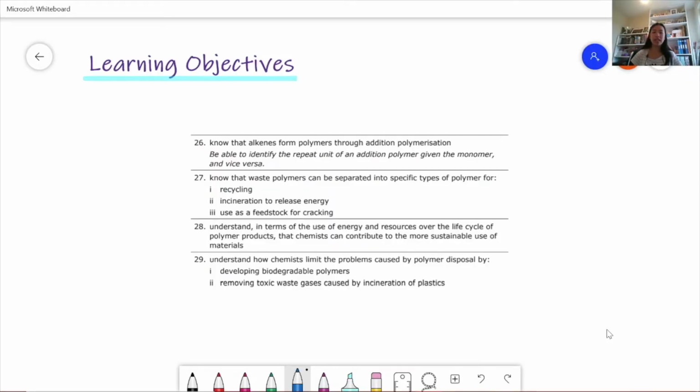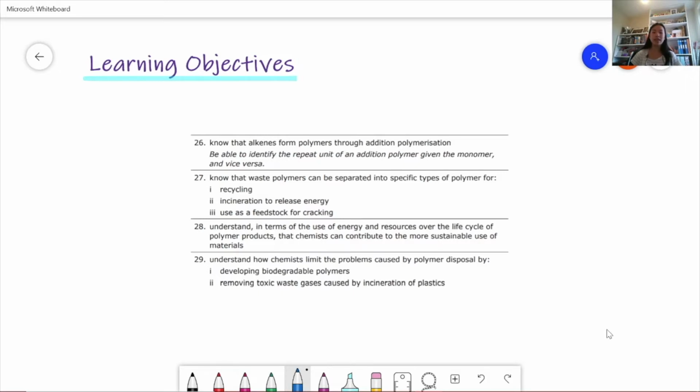Here are today's learning objectives. The first is to know that alkenes form polymers through addition polymerization, and then to know that waste polymers can be separated into specific types of polymer for recycling, incineration to release energy, and use as a feedstock for cracking. And then we're going to understand, in terms of the use of energy and resources over the life cycle of polymer products, that chemists can contribute to the more sustainable use of materials.